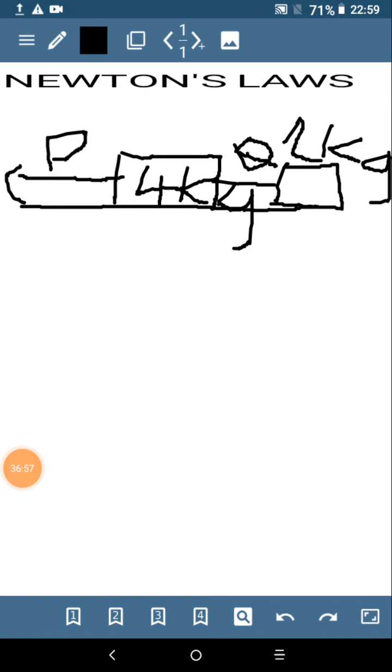So guys, if you were asked to draw a free body diagram of the 4 kg mass, first let me explain what a free body diagram is. It is a diagram which shows the forces acting on an object. What is a force diagram? It is the representation of an object with a box showing all the forces acting on it.